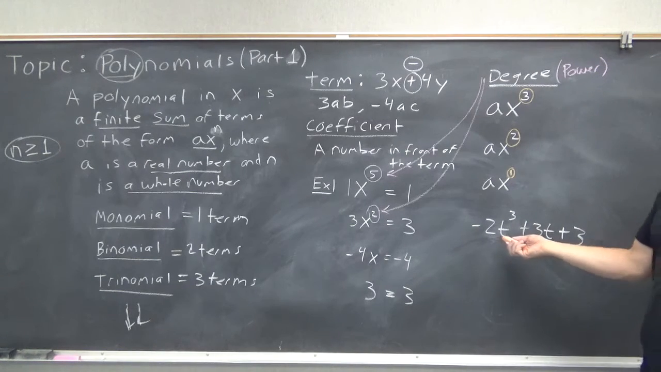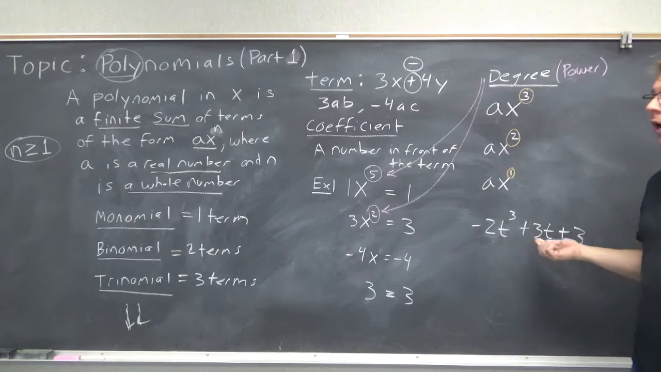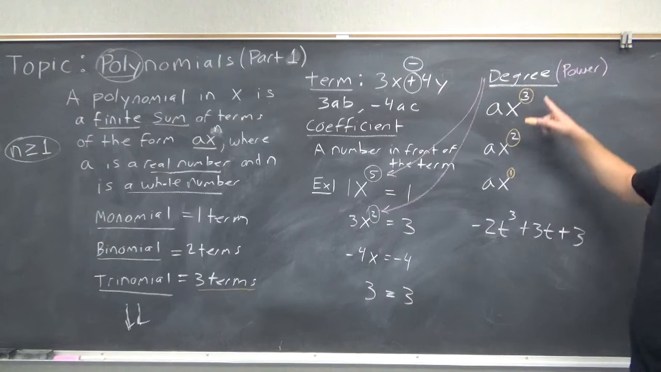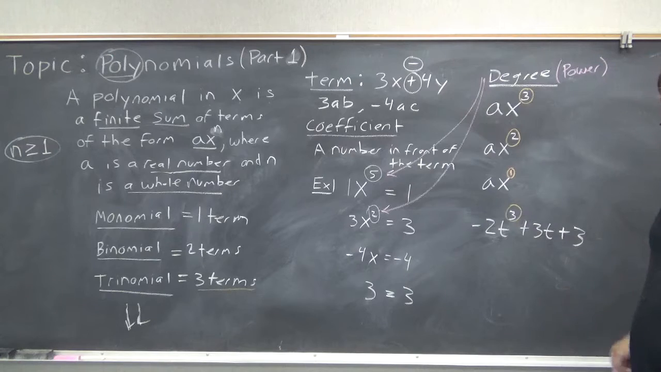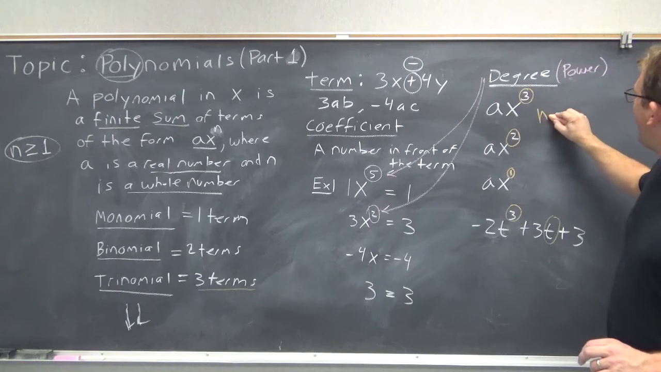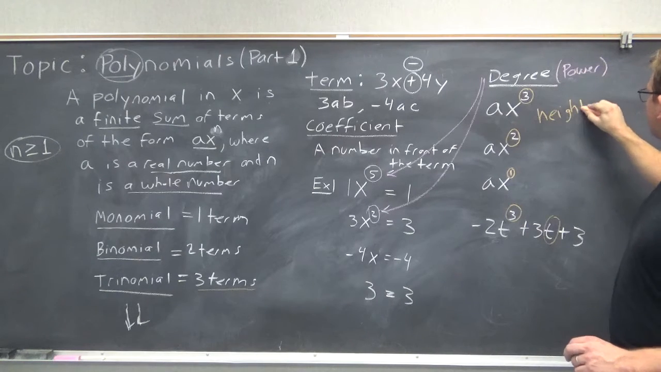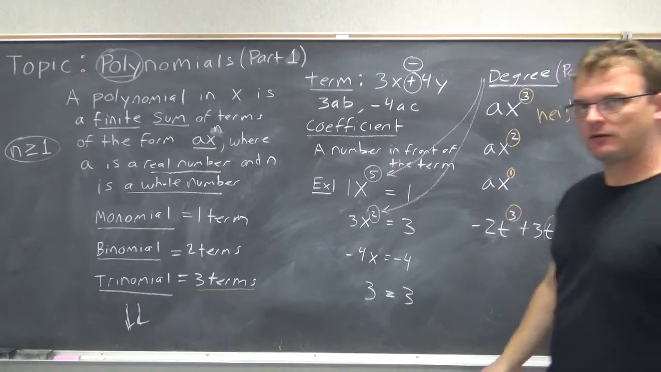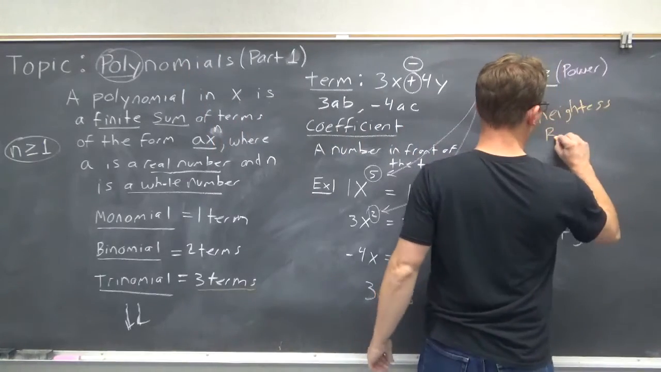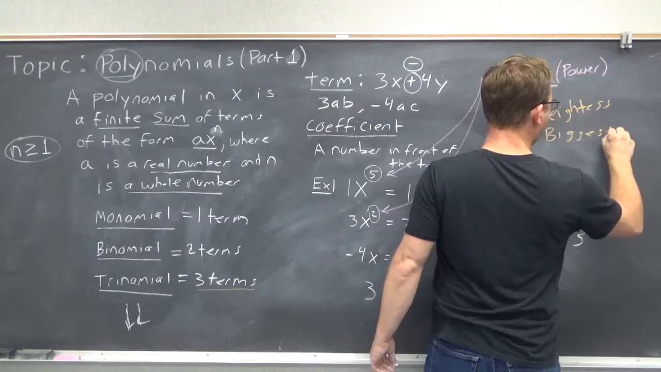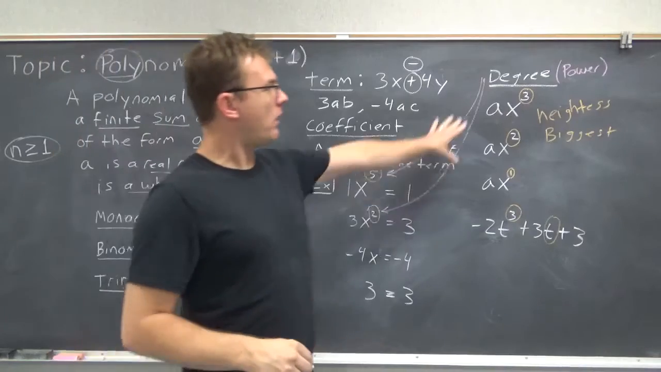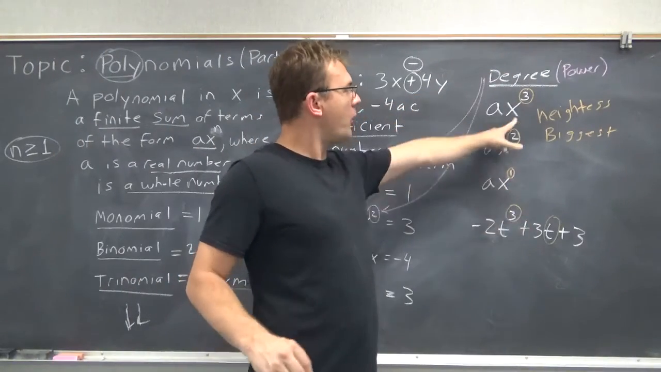What about this guy? This is technically a polynomial, or a trinomial, of degree 3. Well, what about this one over here? We're only looking for the highest degree, the largest, the biggest. Make it simple. So that's what we call the degree of our polynomial.